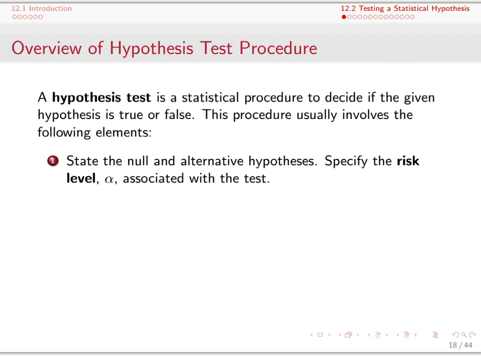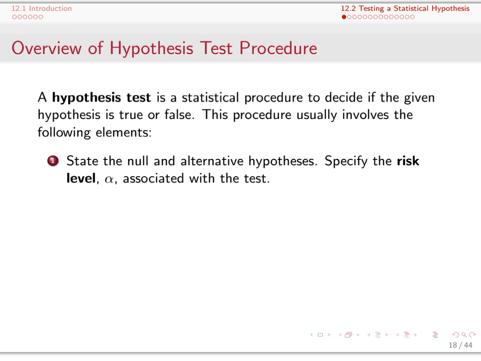Right, let's move on to section 12.2. Here we'll start with a broader overview of the hypothesis test procedure and the steps you might take to perform it. Remember, a hypothesis test is a statistical procedure to decide if the given hypothesis is true or false.